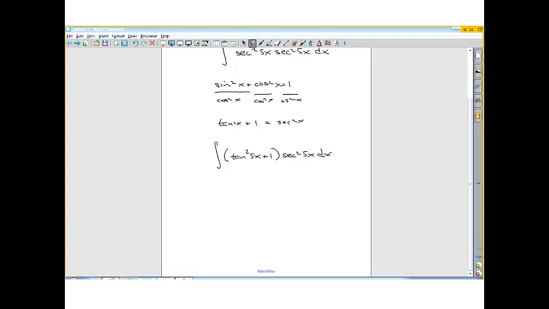Okay, so let's break this into two integrals, because one will be kind of a u substitution kind of integral, and the other one will just be a straight integral. So if we take the integral of the tangent squared of 5x multiplied by the secant squared of 5x, we're going to multiply it by dx, and then we'd have plus the integral of just the secant squared of 5x dx.